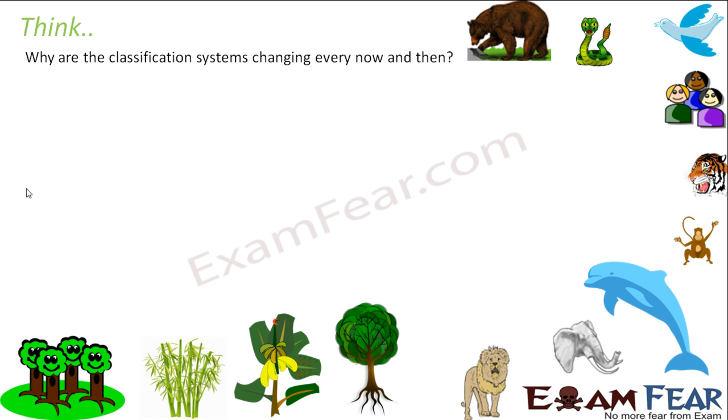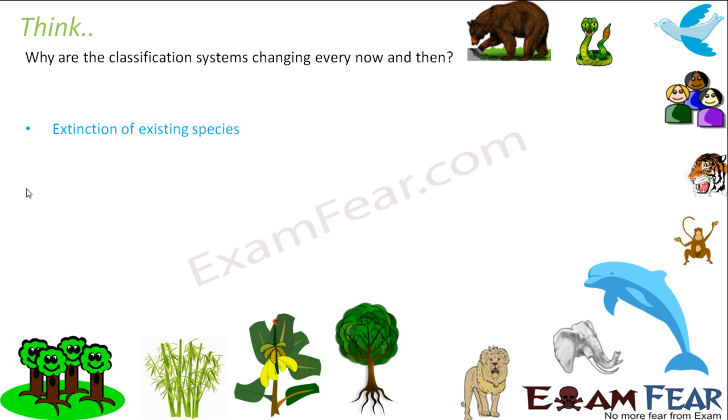Why do we need classification? Because there are so many varieties of animals, so we cannot study each of them. So why is it changing? Because the variety is increasing every day. There are some types of organisms which are becoming extinct, which are no more seen, but at the same time there are some varieties of organisms which are new, which did not exist before and have come up now. So when you have these additions and deletions of organisms in the list, your classification system also has to change accordingly, right? So one reason is the extinction of existing species.